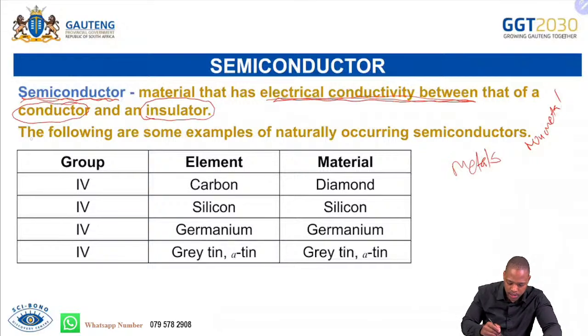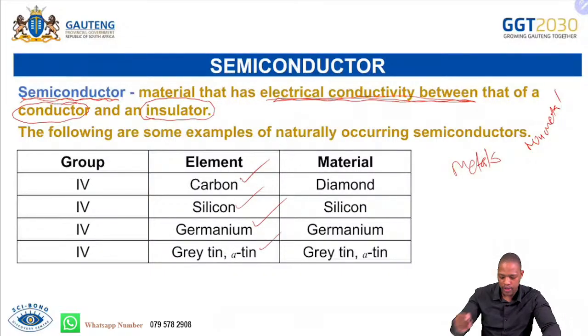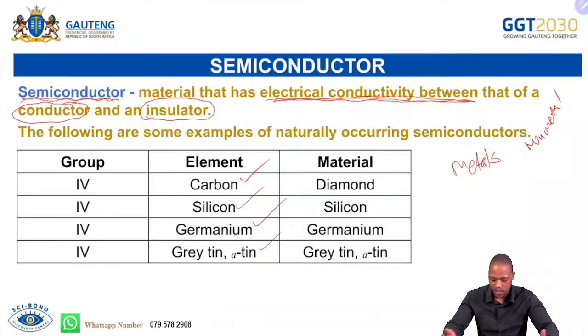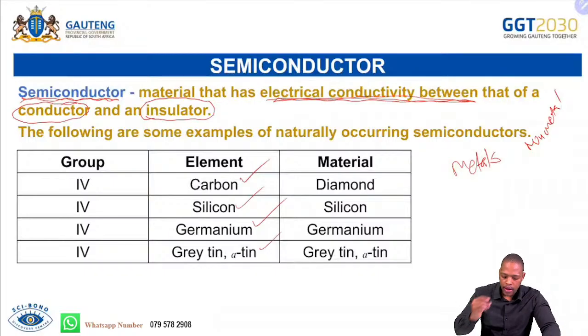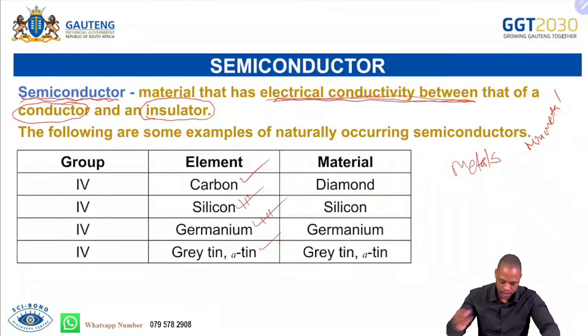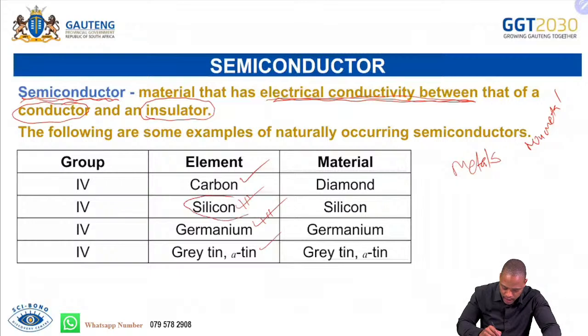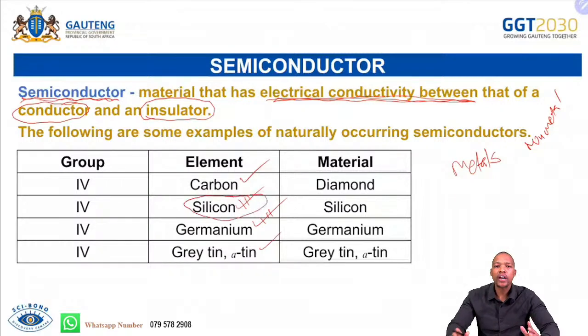Before we move on, here are examples of naturally occurring semiconductors. These ones are found here in group 4: carbon, silicon, germanium, and also gray and alpha tin. The materials there would be diamond, silicon, germanium, gray tin, alpha tin. The semiconductors that we are going to be using the most in grade 12 will be silicon, and sometimes you might find germanium being used, but my example for the day will be based around silicon as our semiconductor.